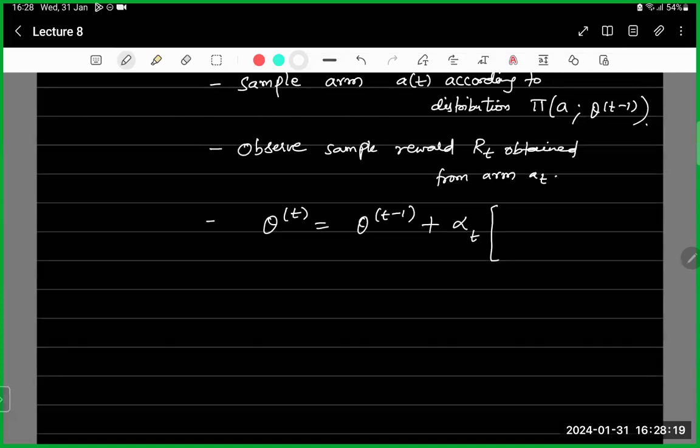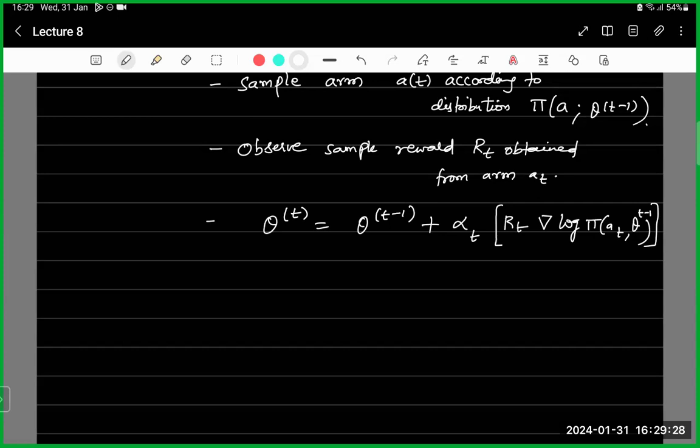And what is our estimate of the gradient? What is our g of theta? Which is RT into the gradient of log pi, right? This was my g which I calculated, whose expectation is equal to the gradient. So I'll just keep doing this. Eventually, I'll go to the optimal policy, because we are trying to maximize eta of theta. If you choose alpha t appropriately, like 1/t, you'll eventually reach the best policy or best thetas. Okay.